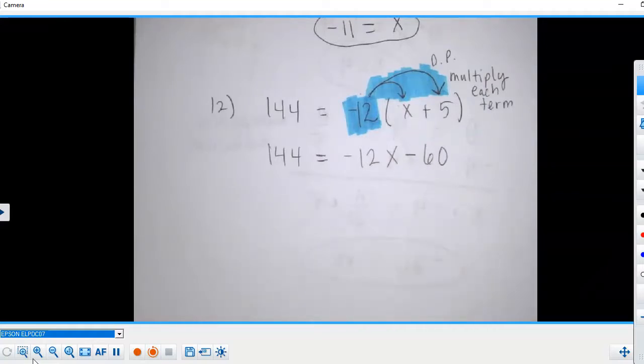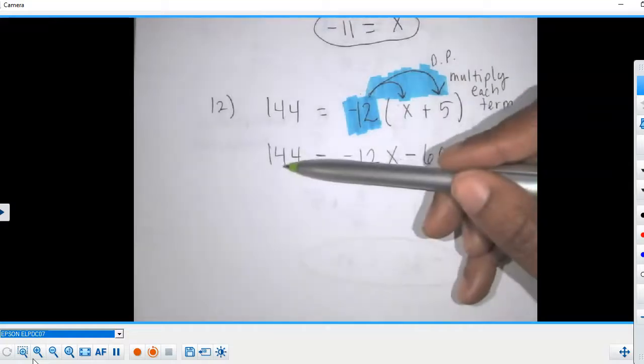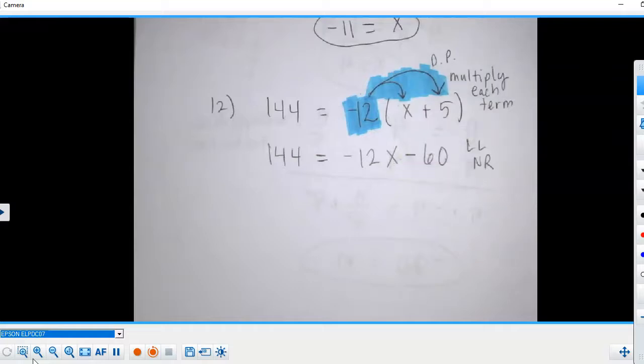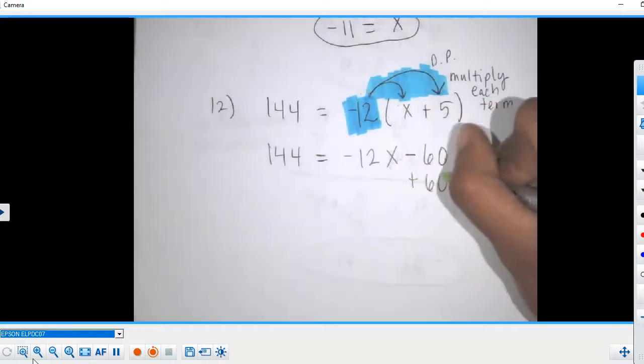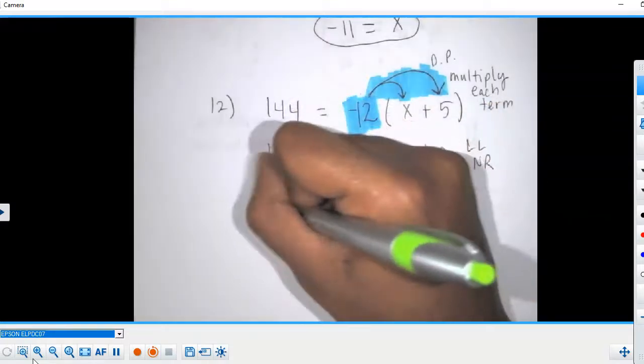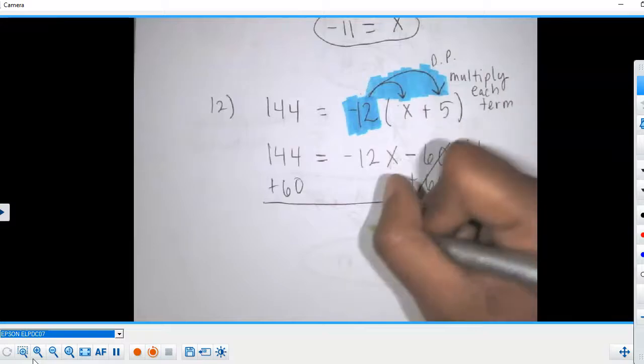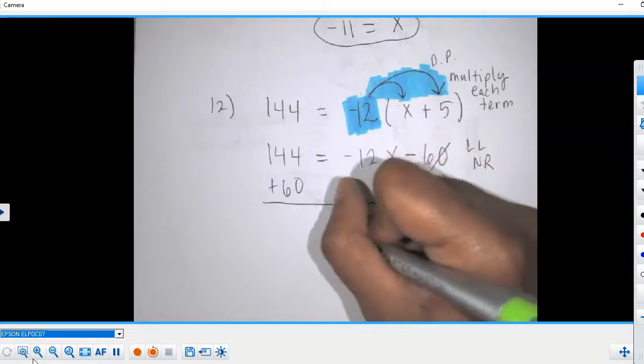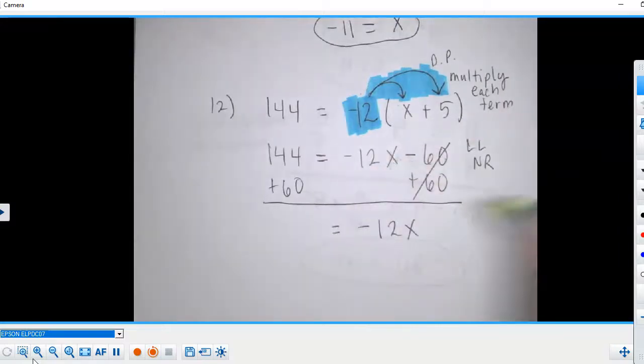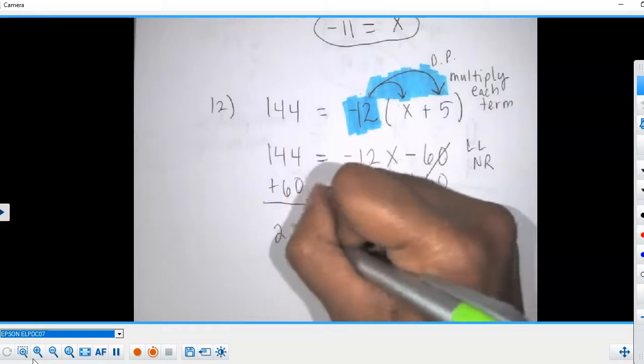Usually I like to tell you guys, letters left, numbers right. Here's one where this doesn't really work because the only x term is over here on the right. So we don't have to move it, just leave it there. Move your number, in this case, to the left, so the x term is isolated by itself. We're going to add 60 to both sides. Now we have negative 12x is equal to, and I believe this is 204.